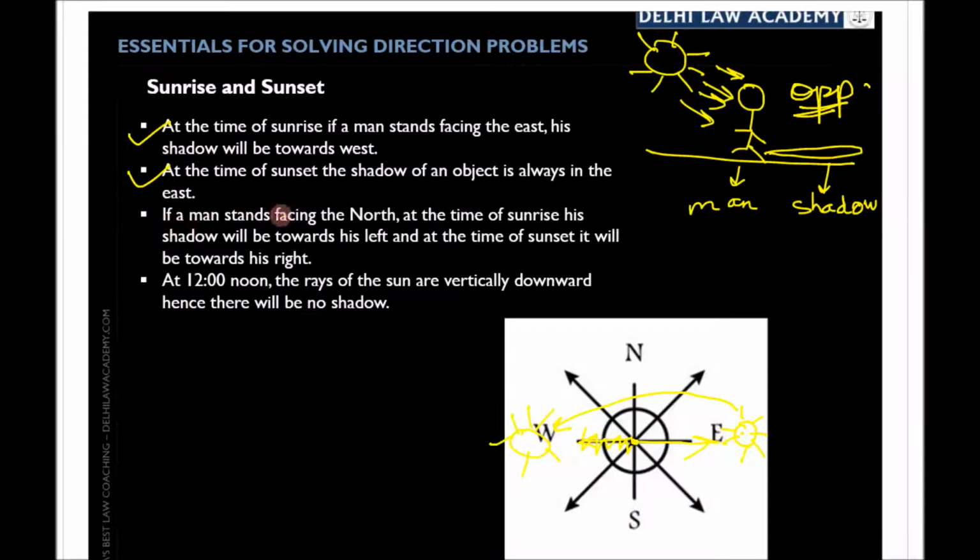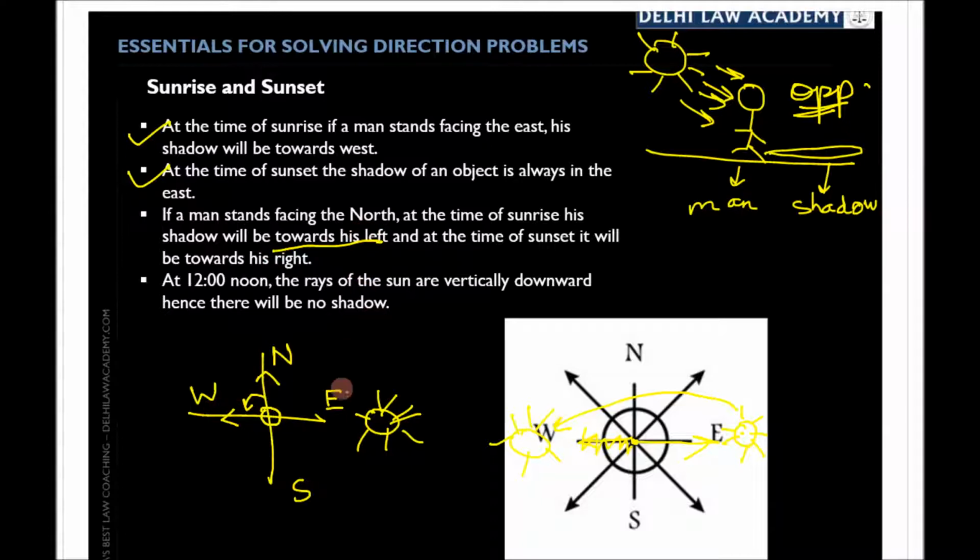Third one, if a man stands facing north, at the time of the sunrise, his shadow will be towards his left. And at time of sunset, it will be towards his right. How does this make sense? Let's draw a fresh diagram. So this is north, east, west, south. So a man is now facing north, right? He's standing, let's say, right at the center and he's facing north. During sunrise, the sun is here, so his shadow is to the west. And that, you see, is his left side. That's what the first part is saying. During this time of sunrise, the shadow will be towards his left. During the time of sunset, now the sun is no longer here, the sun is here.